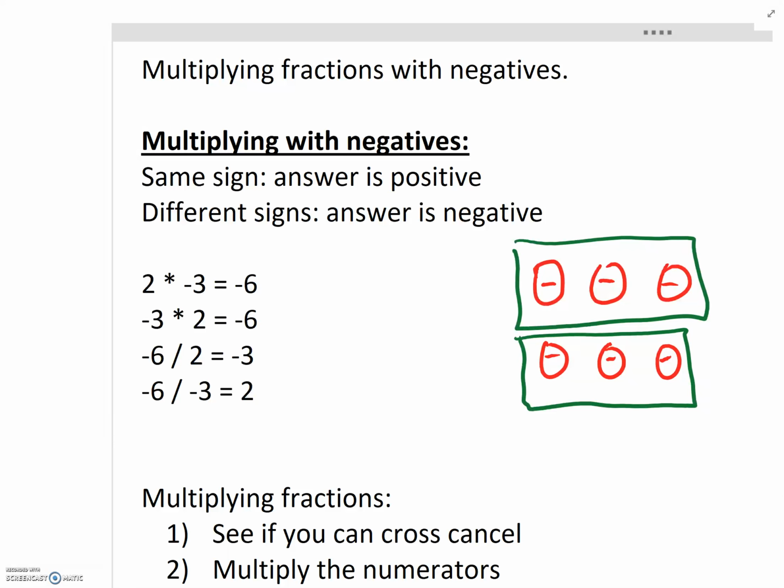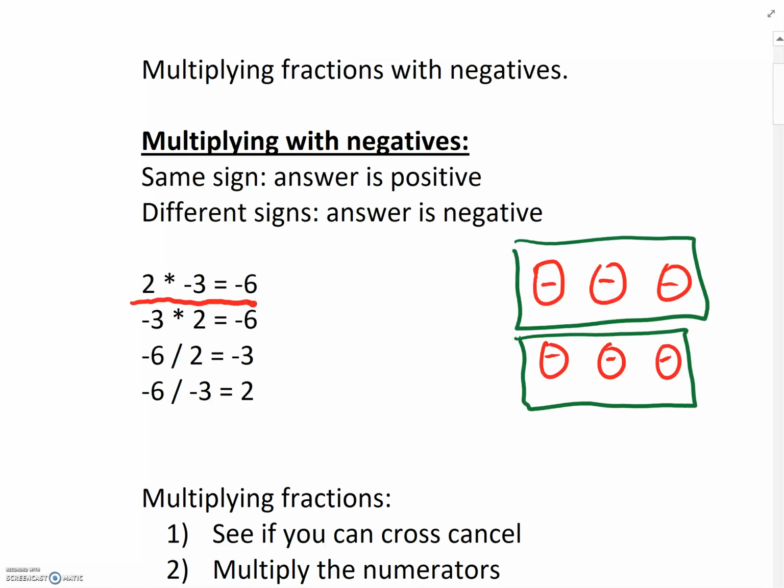So let's review our rules for multiplying and dividing with integers. We can start with a basic statement that we all know. 2 times -3 is the same thing as having two groups with 3 negatives in each, as you see over here. And we can see that that gives us a total of 6 negatives. Well, we can take this statement and rewrite it 3 other ways.